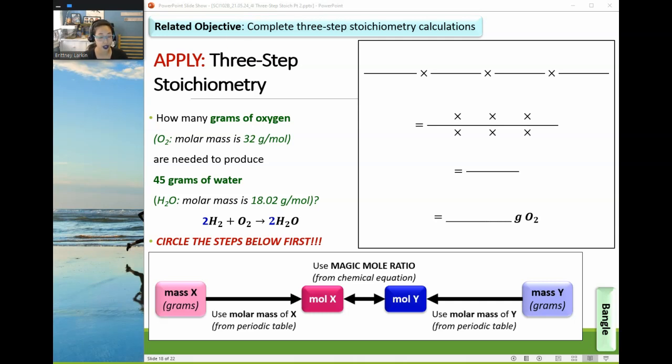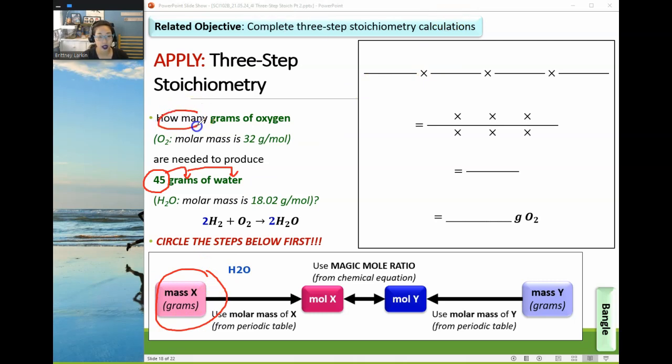Pause the video and think to yourself, what is your known? What are we starting with? Well, I should know that my known is always the thing I have a number for. So I have a number 45, and the units would be grams of water, right? So I'm going to make my starting side H2O, water. And again, we're starting off with grams, which would be the mass. Now think to yourself, what am I ending with?